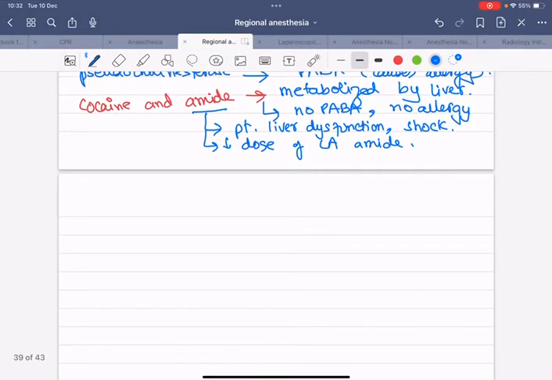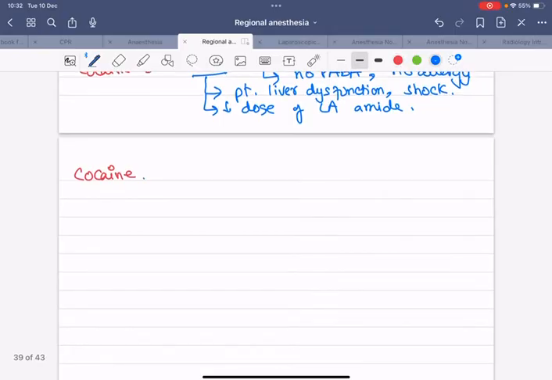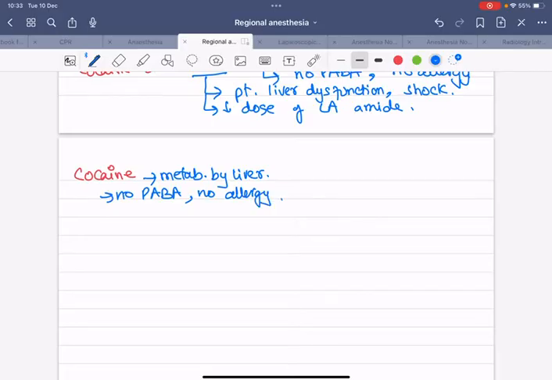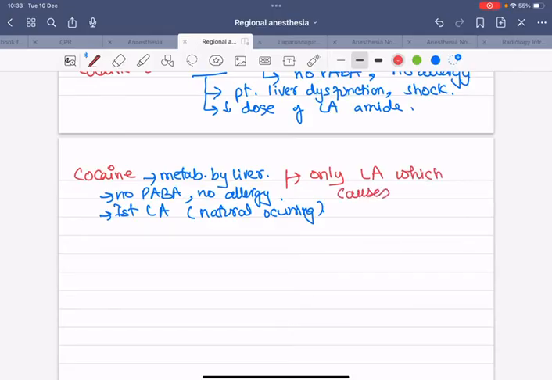Okay. So the first drug which we are going to write about is cocaine. What are the important points? Please remember, it is metabolized by the liver, so there will be no PABA, no allergy. It is the first LA used, and it is a naturally occurring LA. Very important point, it is the only LA which causes vasoconstriction. The answer is cocaine.